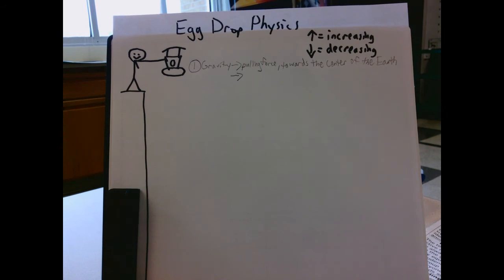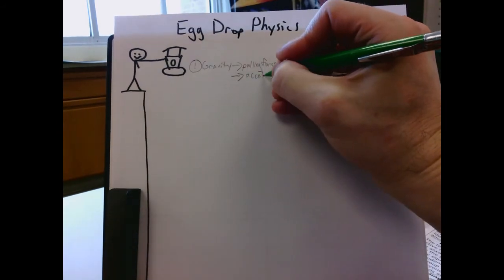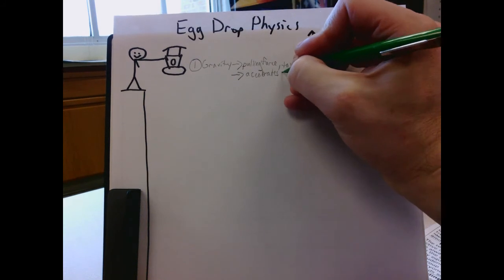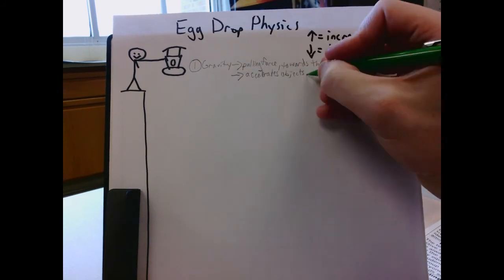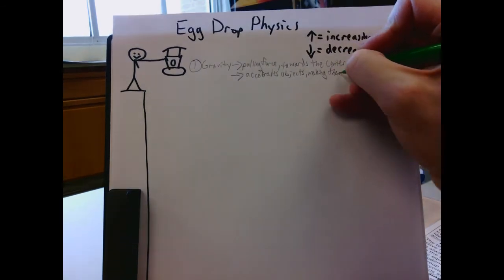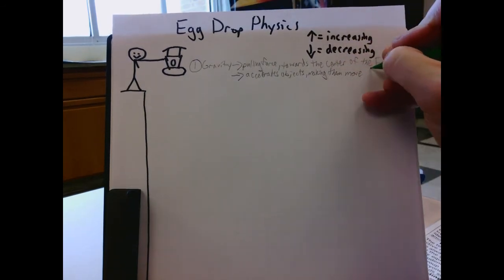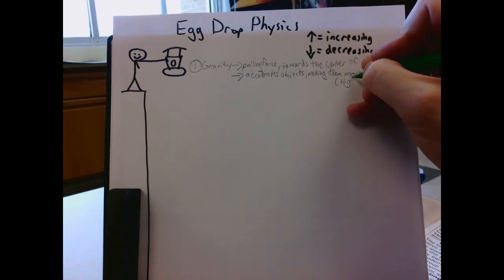Now, it's not just a pull in a certain direction. That pull is exerting a force that is accelerating objects. So gravity accelerates objects, making them move faster. Another way of saying that is that they have a higher velocity.